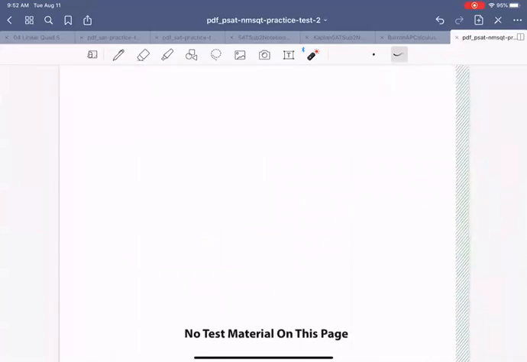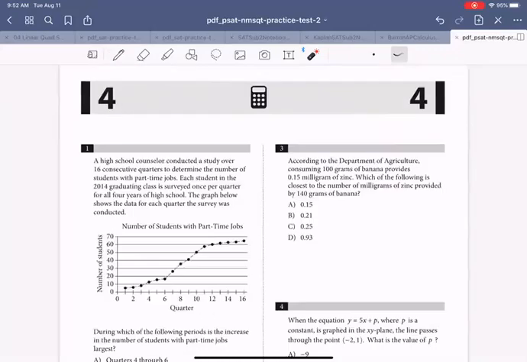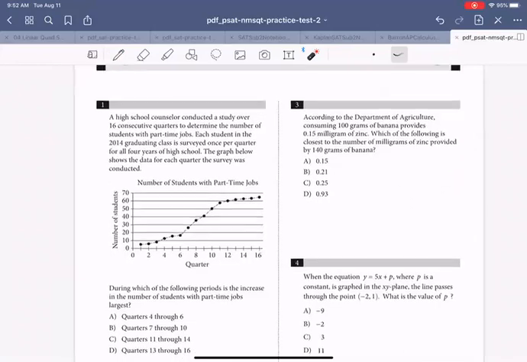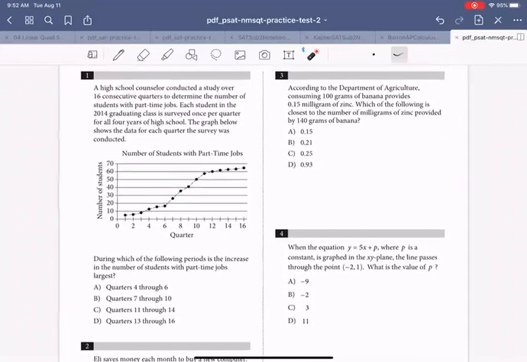Now, some questions look harder, but it's okay. You can do this many times. Now, let's look at the next question. Go ahead, number 1.